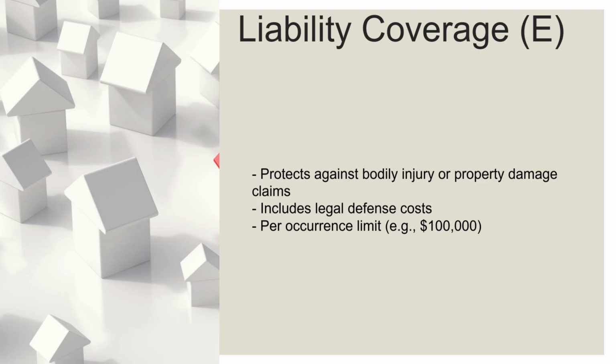Limits. Standard homeowners policies start at $100,000 in liability coverage, but higher limits are affordable and advisable. Many homeowners increase their liability limit to $300,000 or $500,000. To supplement, consider an umbrella policy that adds $1 million or more of liability protection on top of your home and auto policies.